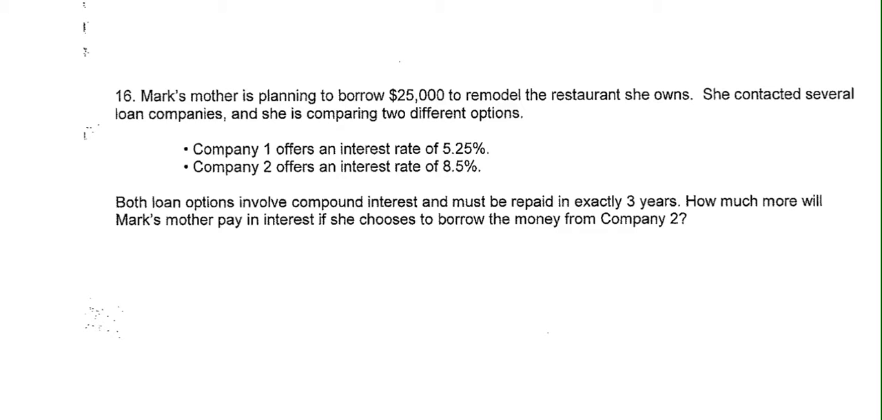It says Mark's mother is planning to borrow $25,000 to remodel the restaurants she owns. She contacted several loan companies, and she's comparing 2 different options. Company 1 offers an interest rate of 5.25%. Company 2 offers an interest rate of 8.5%. Both loan options involve compound interest and must be repaid in exactly 3 years. We've got all the information we need. It says, how much more will Mark's mother pay in interest if she chooses to borrow money from Company 2? So we know Company 2 is going to be more expensive.